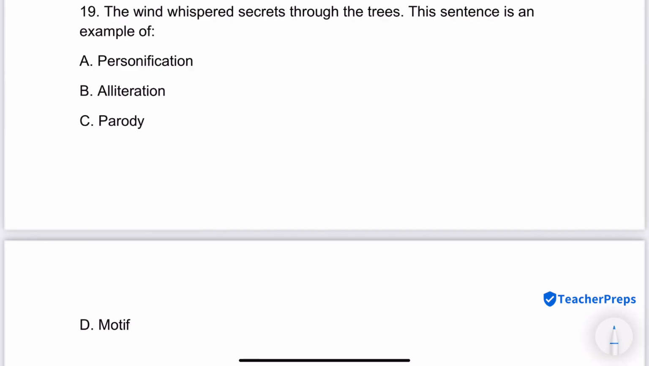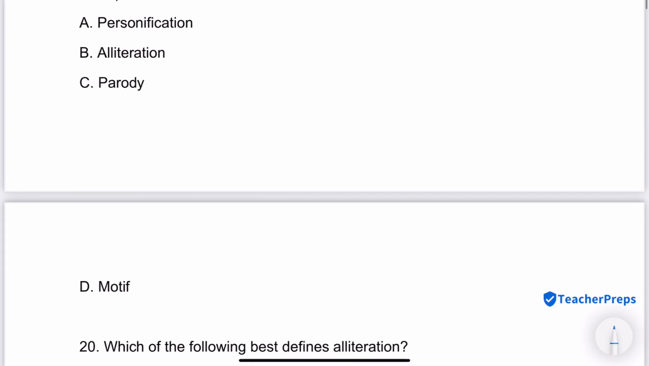The wind whispered secrets through the trees. This sentence is an example of. All right, so this question is about figurative language, another major topic, and the correct response is option A, personification. And this is when you give human qualities like whispering or actions to inanimate objects like trees.